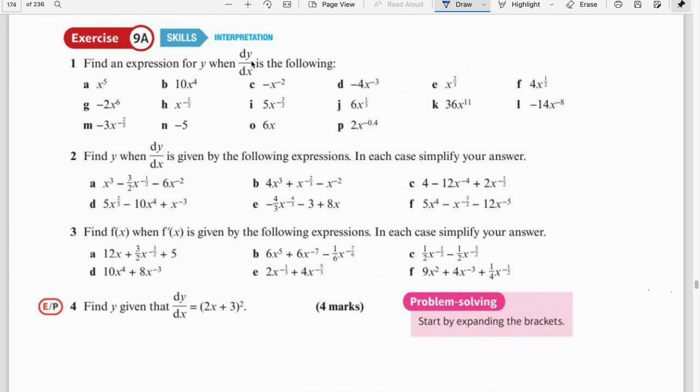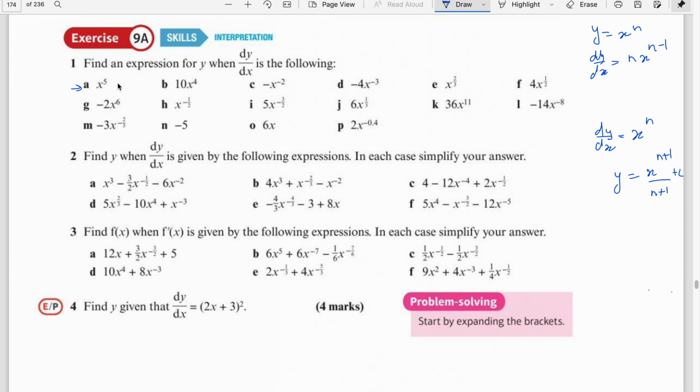So find an expression for y if dy by dx is the following. For all of these, we go for integration. That is, we add 1 to the power and divide by the new power. In case of differentiation, this was dy by dx, we used to multiply it with the power and reduce 1. In case of integration, it would be reverse. We will add 1 to the power and divide by the new power plus c, because the differentiation of a constant was 0. So when we are integrating, the constant is coming back.